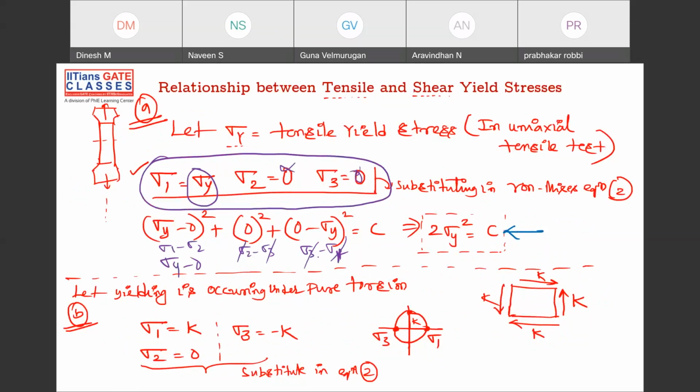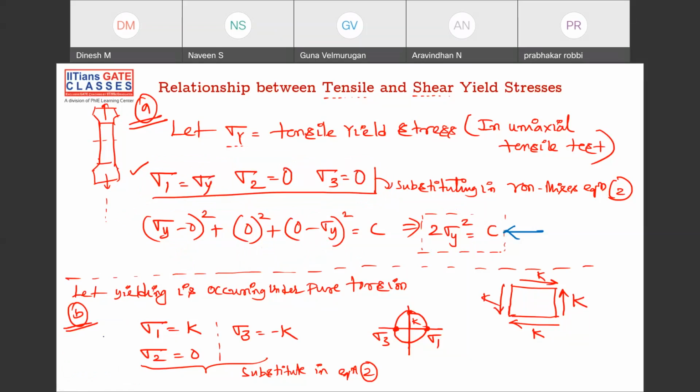Yeah, this is sigma y here. So this is 0, and here we have sigma y square, and here we also have sigma y square. Hence we got 2 sigma y square is equal to C. Let this be equation 1, let's say.